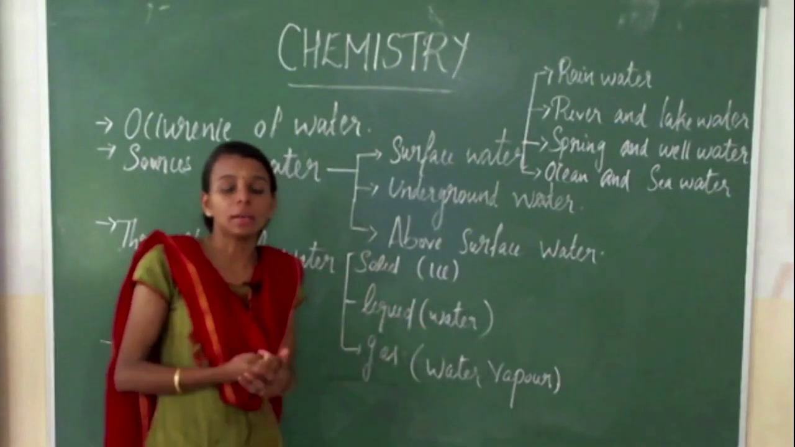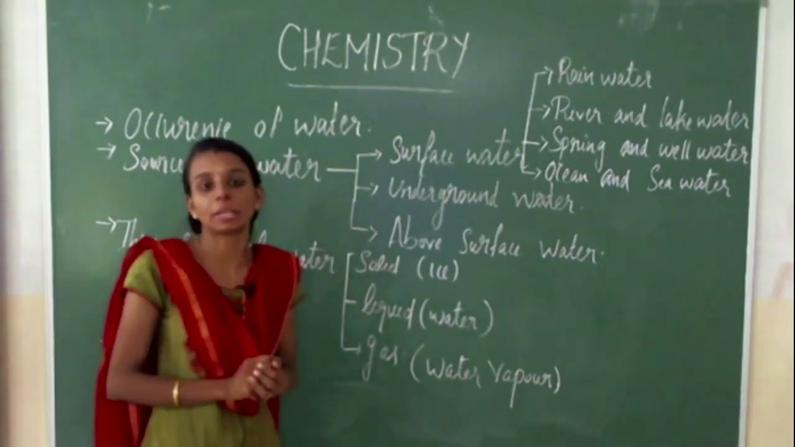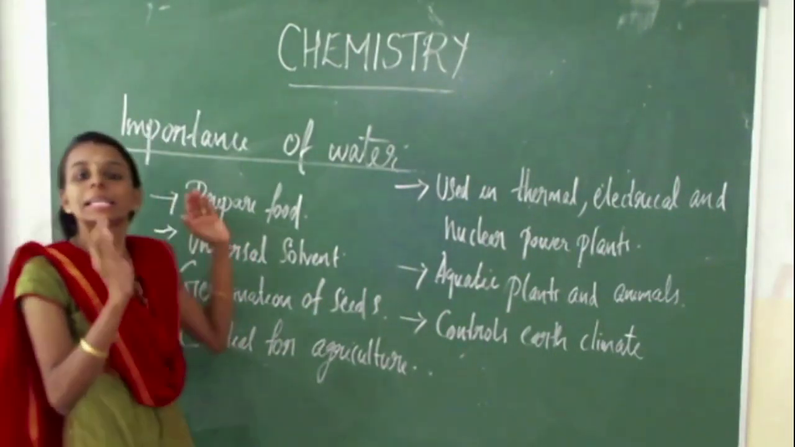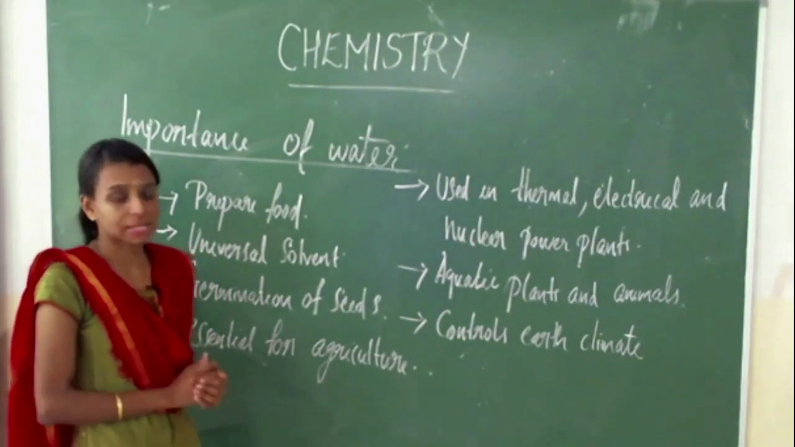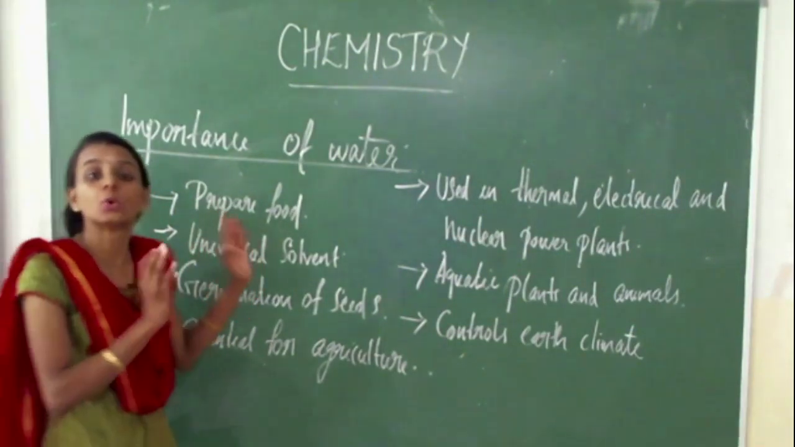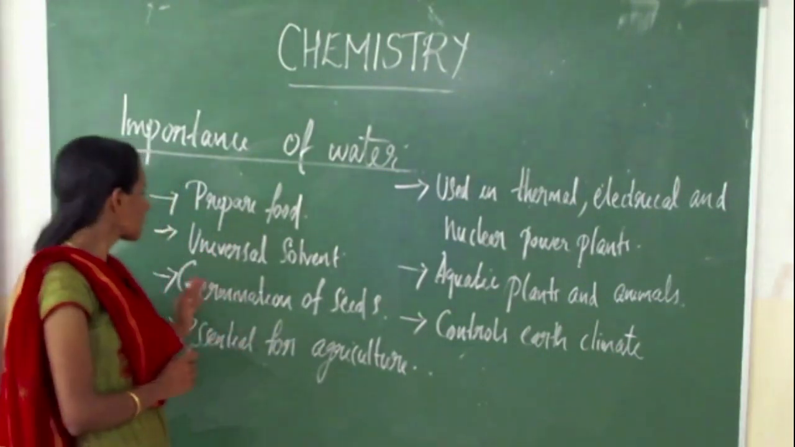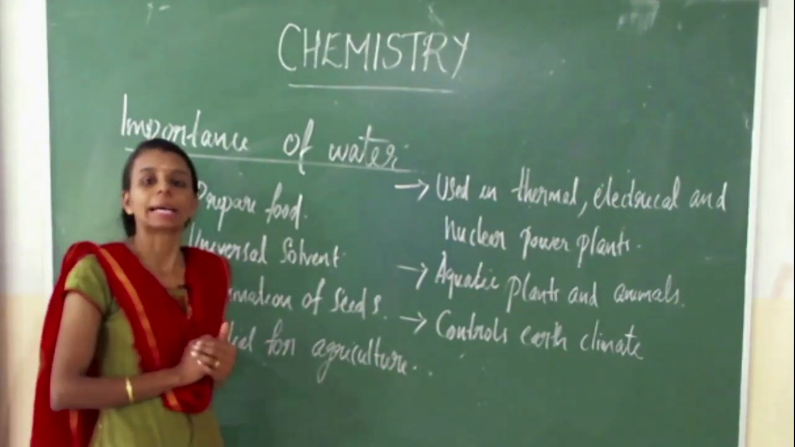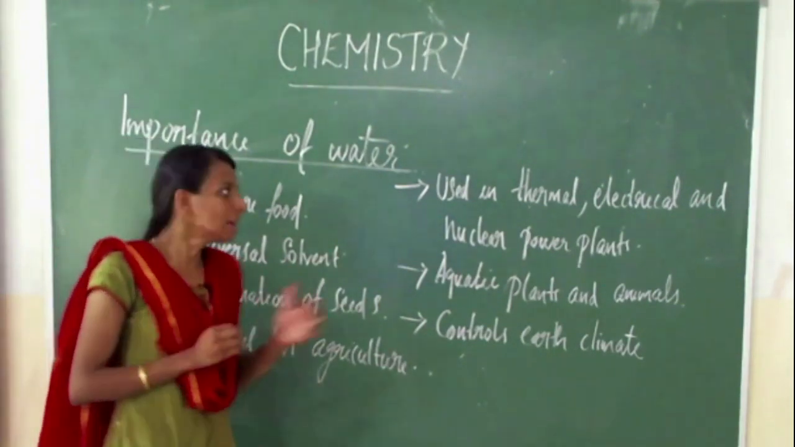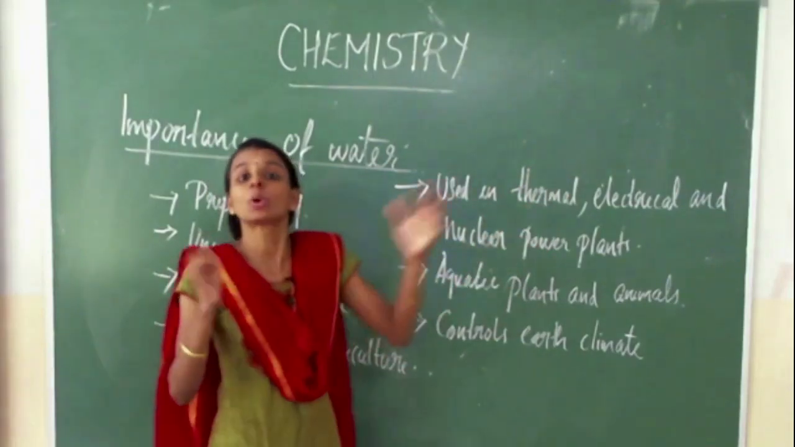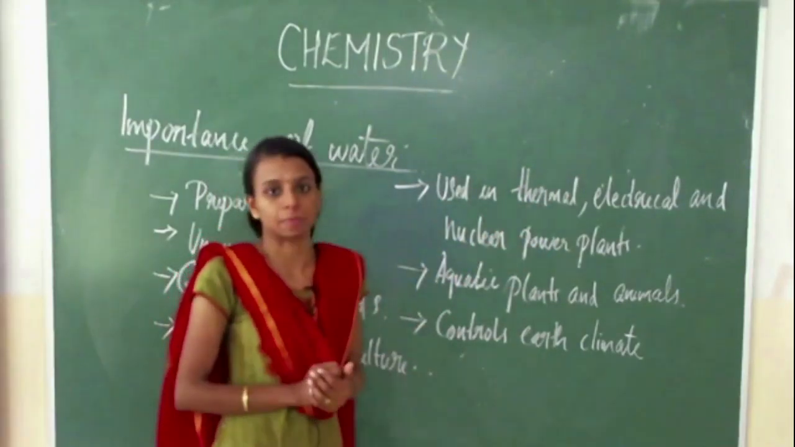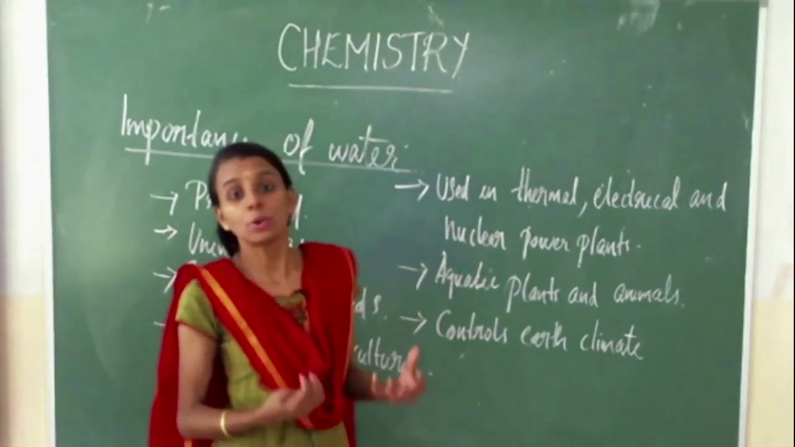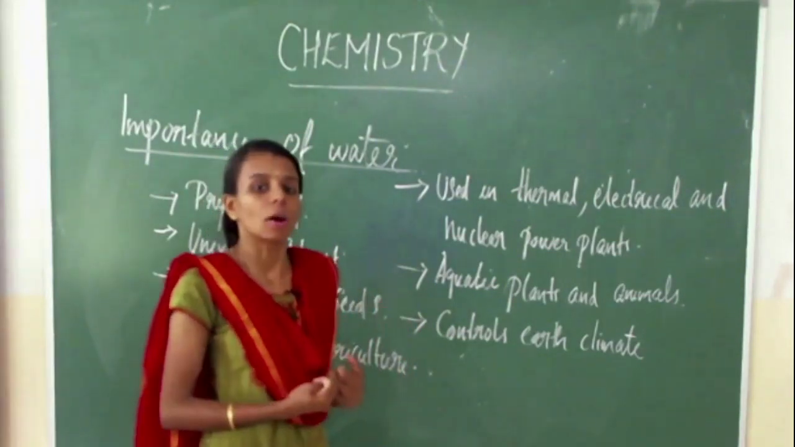Then plants need water to prepare food. So these are the main importance of water. We know water is needed to prepare food for plants. And water is known as the universal solvent. It is needed for the germination of seeds. Water is essential for agriculture. And water is used in thermal, electrical and nuclear power plants to generate electricity. The next one, many plants and animals are present in water. They use oxygen and nutrients from this water.